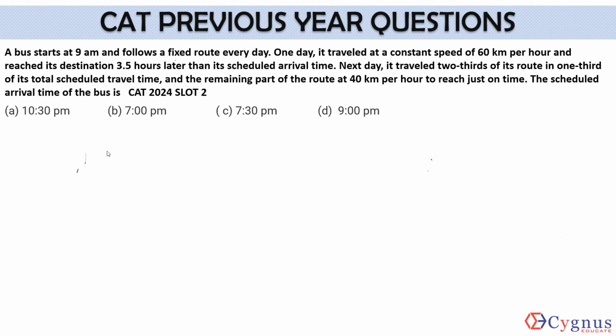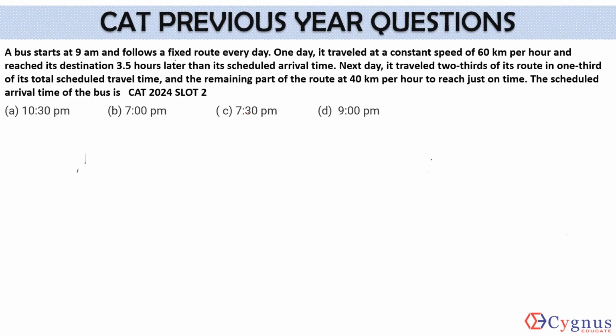Okay. It's a question of CAT 2024 slot 2. A bus starts at 9 a.m. and follows a fixed route every day. One day it traveled at a constant speed of 60 and reached its destination 3.5 hours later than its scheduled arrival time. We don't know the exact actual speed here.